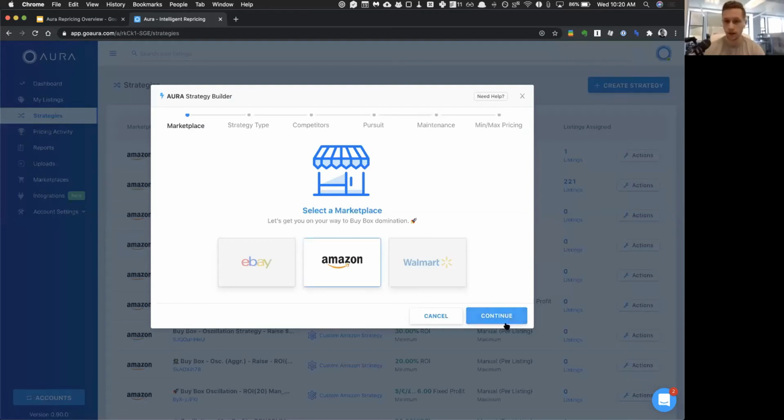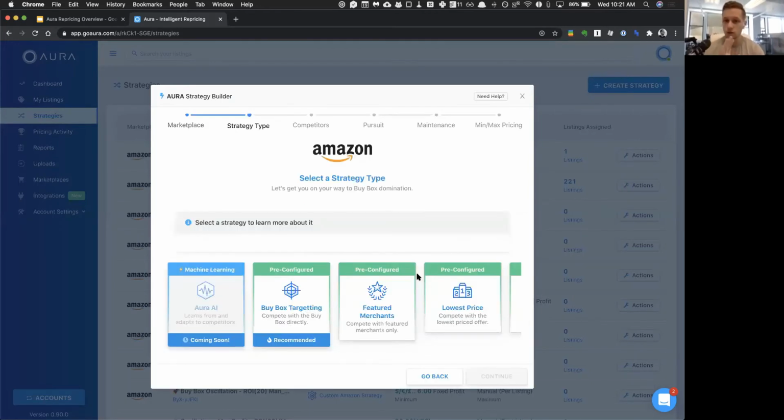So I'm just going to create a strategy here. We're going to start with the buy box targeting strategy, the pre-configured one, not the custom. The reason is that a lot of my recommendations are built into this pre-configured strategy by default. So if you happen to miss something, that's okay, because it's probably set by default exactly where I would recommend. Even if you're starting a new strategy that's not the oscillation strategy, I would still start here, because if you miss something, it's not the end of the world. You're probably still going to be good here.